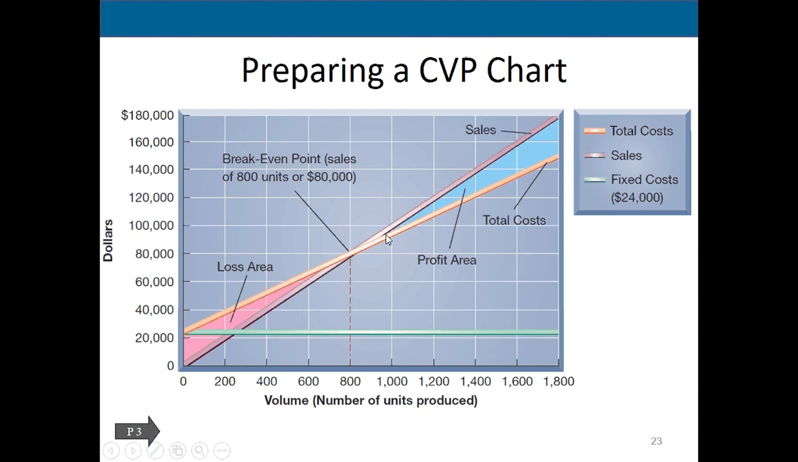What does it all mean though? It means that anything between the two lines before the break-even point, where they intersect, you're at a loss, and anything above break even, you're in a profit. I also want you to notice this. Break-even point is that place where all cost equals sales, right?